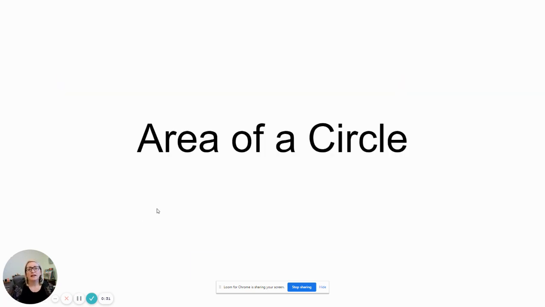All right, so we are finding the area of a circle. The nice part about this is that it should be review. It's a very simple formula and it's pretty much a calculator problem. So hopefully it will be simple and you guys will get it done really quickly.